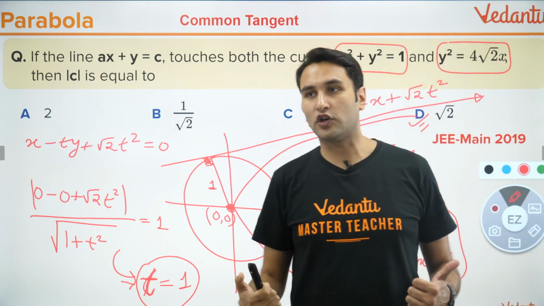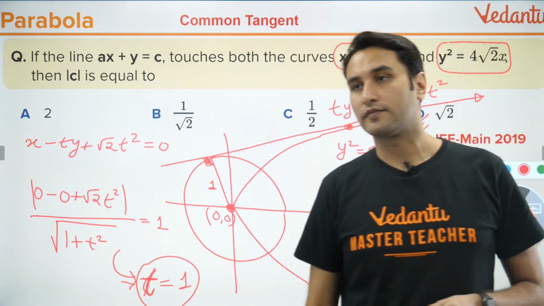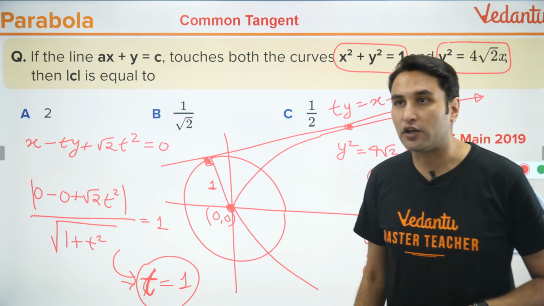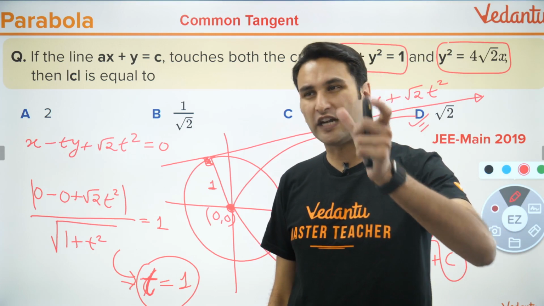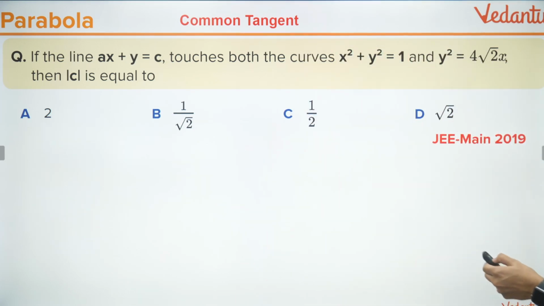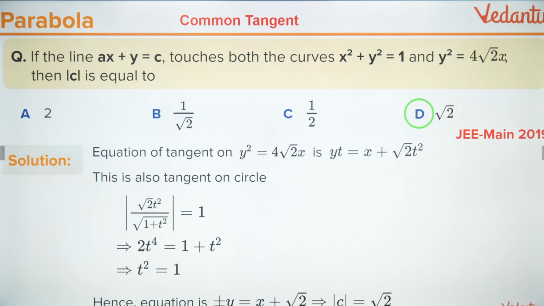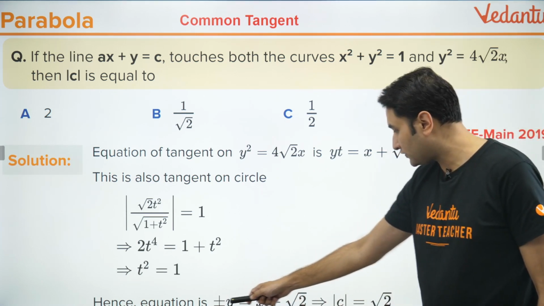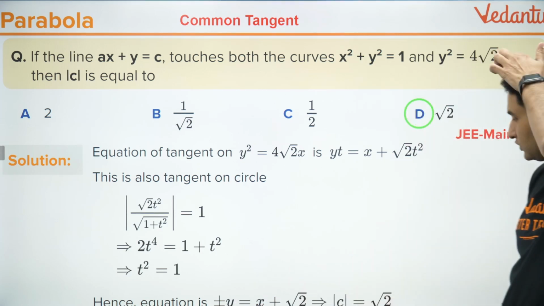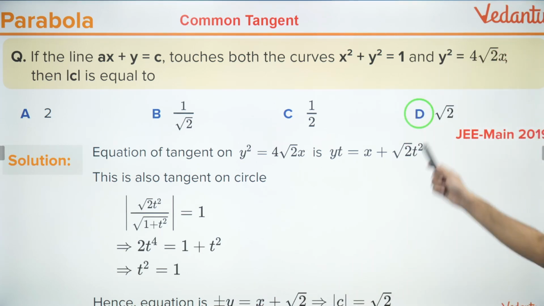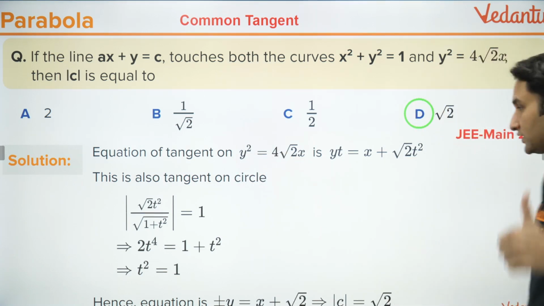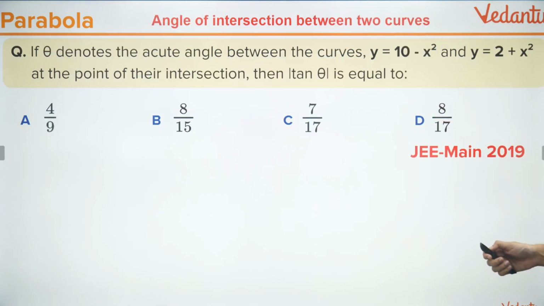How many of you got it? Yes or no? Arey beta, that is a shifted, rotated parabola. It's not there in syllabus. Don't worry. है ना? So that's it. If you solve it, you get the equation of the tangent plus minus y is equal to x plus root 2. So c will be root 2. All right. With this calculations. Clear? Awesome. Very nice.